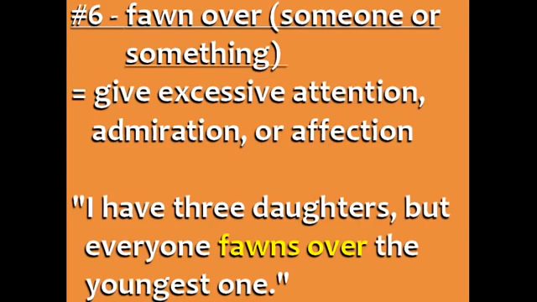Number 6. Fawn over someone or something. Give excessive attention, admiration, or affection. I have 3 daughters, but everyone fawns over the youngest one. You can fawn over a person or an object. For example, many people fawn over celebrities or especially talented or beautiful people. It's also common to fawn over new products, like when a man buys a big motorcycle and all his friends fawn over it.